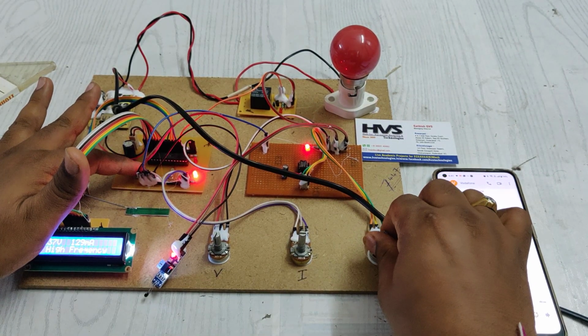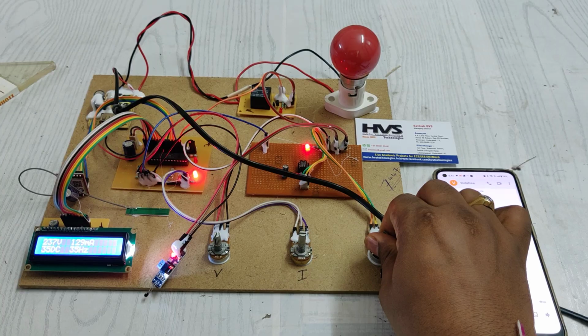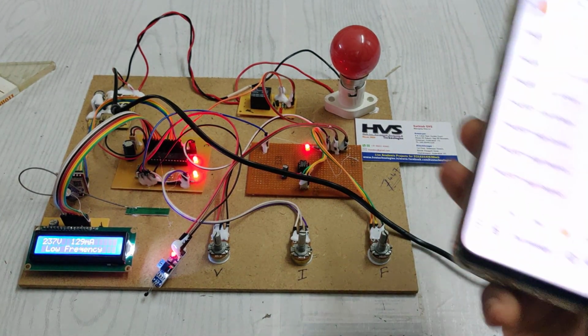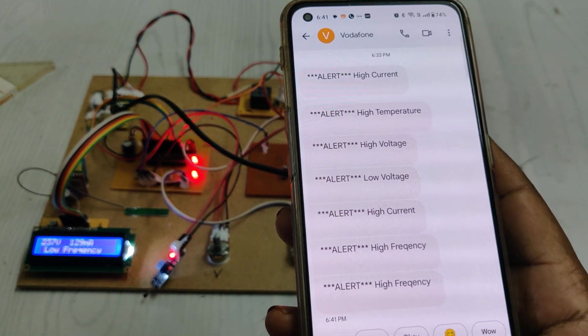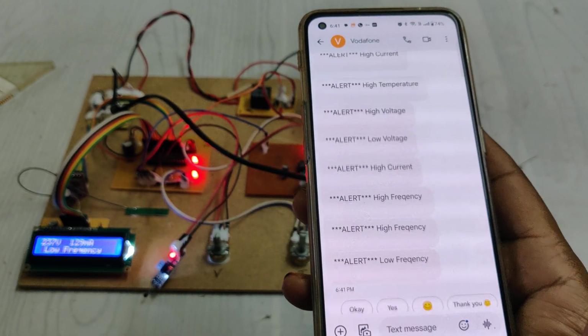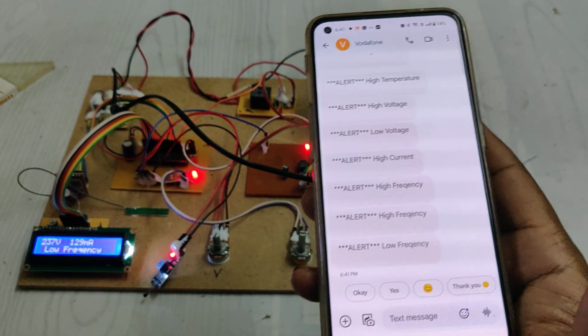Coming to the low frequency also, we get the low frequency alert. So these are the message alerts we received based on the voltage, current, frequency and temperature abnormality detection.